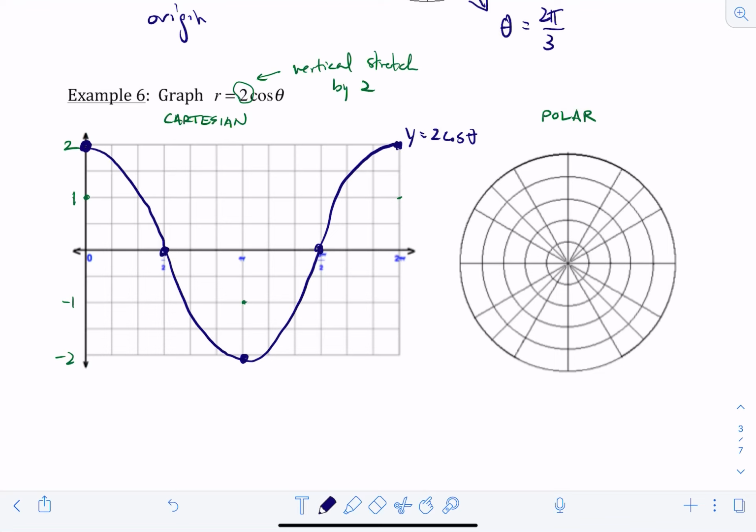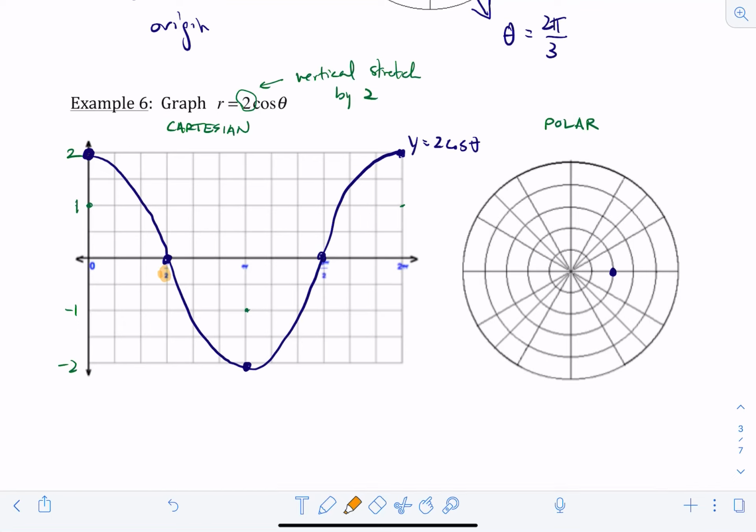So when theta is equal to 0, we're facing this direction. And we're going to go out a distance 2. So I'm going to go out 1, 2. The distance 2 is right there. Okay. So that's that point. When theta is equal to pi over 2, which is this part right here, we're facing this direction. Okay. And when that occurs, we're going to go out a distance 0.